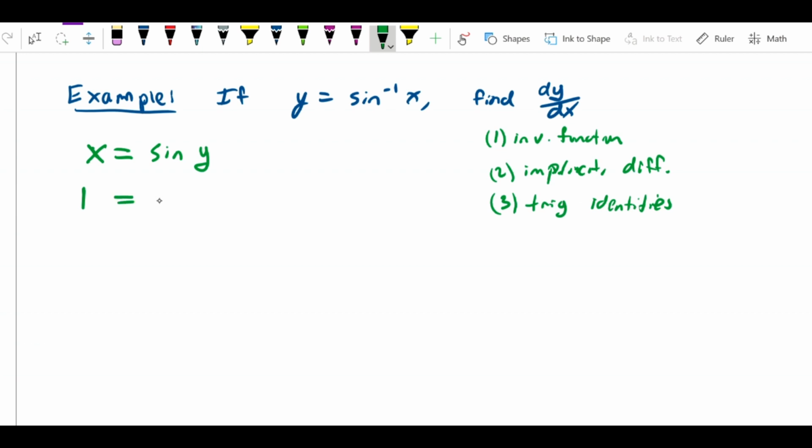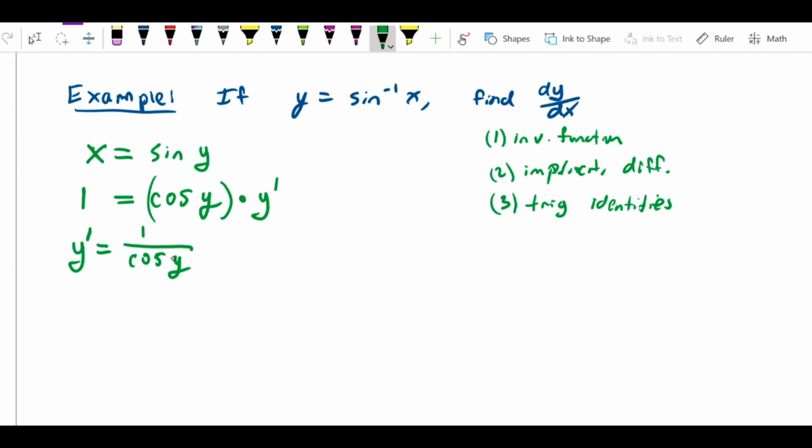The derivative of sine y is cosine y, but not quite, because it's y and not x, which means that we then have to multiply by the derivative of y. So that's going to be y prime. So it's cosine y times y prime. We can now solve for y prime in terms of what we have here. We can say y prime is equal to 1 over cosine y.